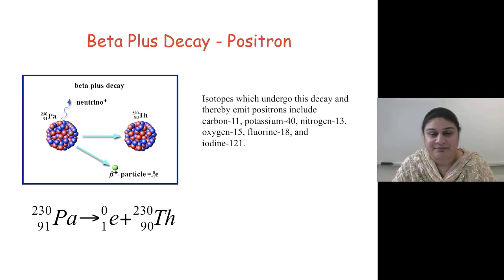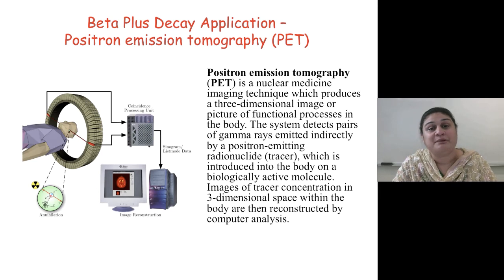Now, beta plus decay. Isotopes which undergo this decay and thereby emit positrons include carbon-11, potassium-40, nitrogen-13, oxygen-15, fluorine, and iodine-121. If you have a nucleus, it is going to emit a beta plus, or a positron, and decay. This reaction is given by this equation. Now, beta plus decay applications are very important.